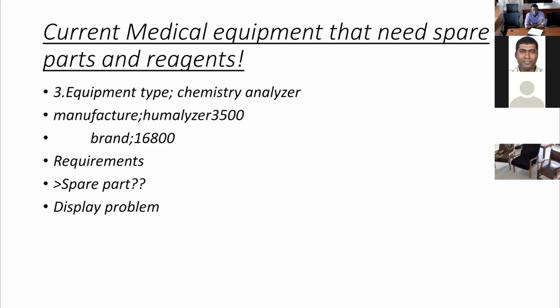Also, we have another equipment. It is a chemistry analyzer. The manufacturer is Humalyzer, and the brand is shown here, those numbers. Requirement is the spare part. It had a display problem. The display was not actually working. So these machines, we didn't find the vendors. That's why I put them here, so that Bugando and Kagera can share with us the experience which they use for this kind of machines. You can go to another slide.